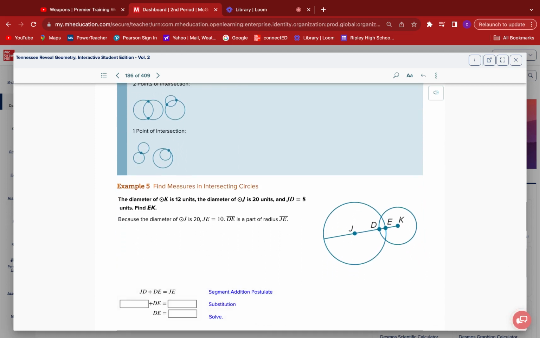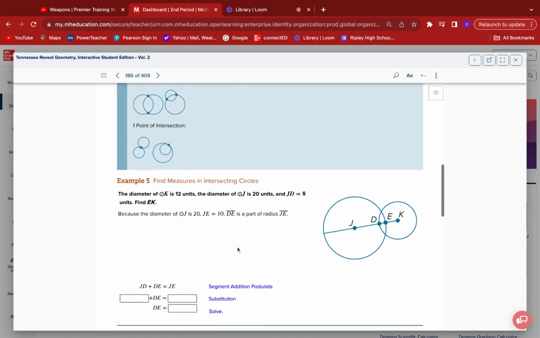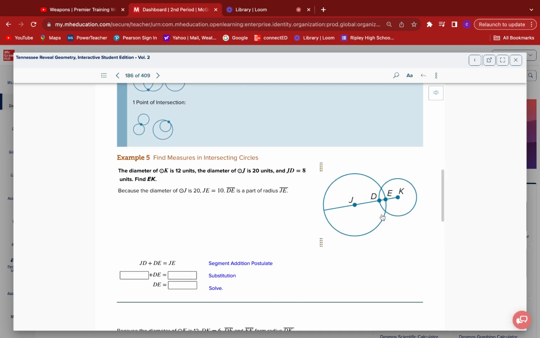All right, let's see, example number 5. All right, so what we got going on here? All right, the diameter of circle K is 12, which means from K to D is a 6. The diameter of circle J is 20, which means J to E is 10, and J to D is 8. Well, if J to E is 10 and J to D is 8, then D to E is a 2. Okay. And if K to D is a 6 and this is a 2, then E to K is a 4.